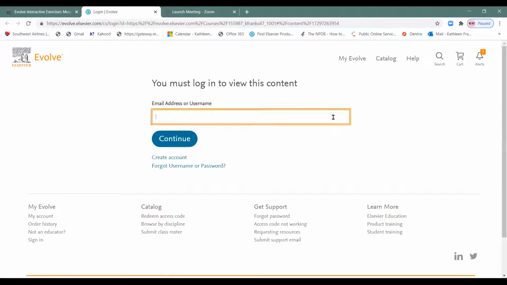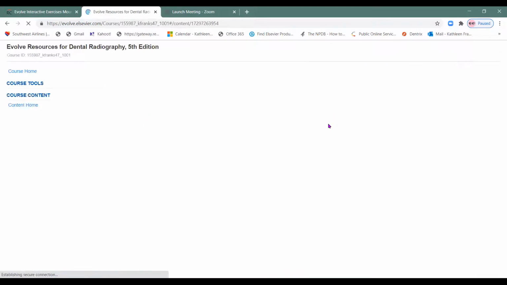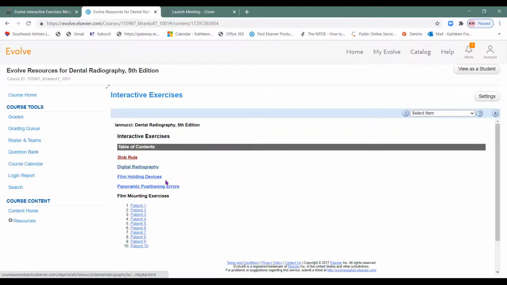Let me log in. Now you guys should have access to this from the time, like I said, when you were made an account with Dentrix. So what'll happen is you'll come here and then you open patient number 1.